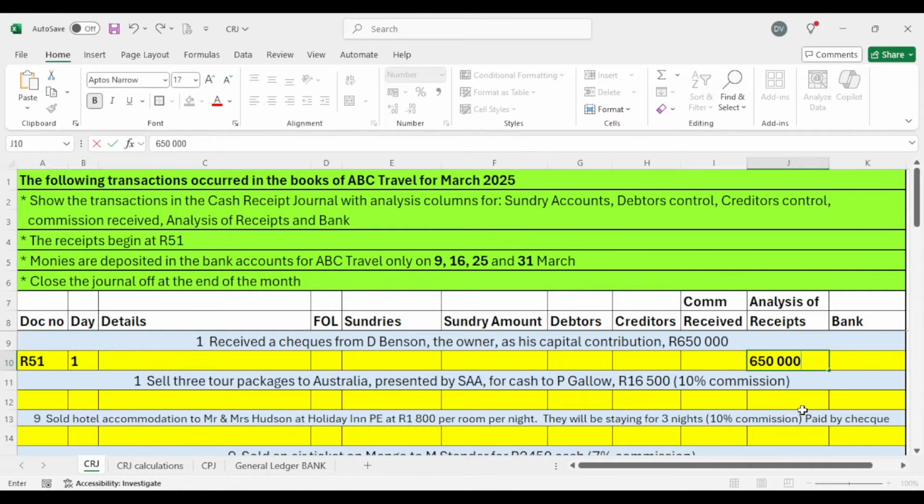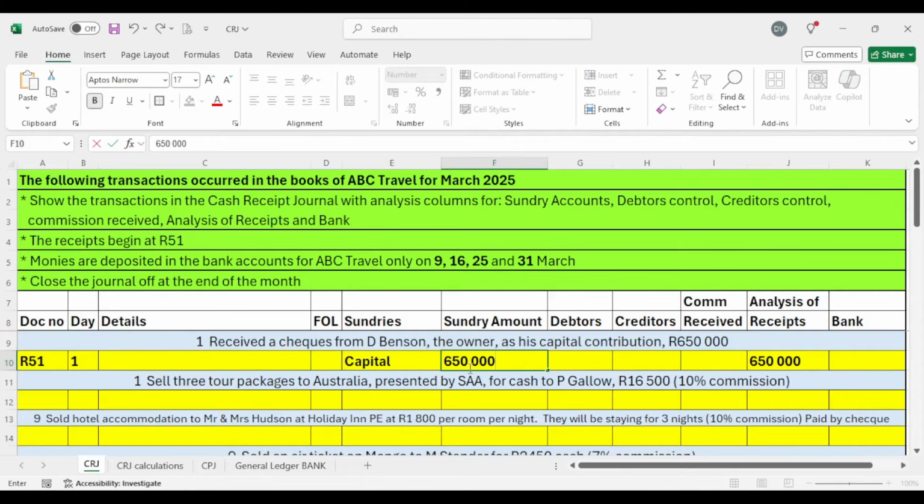Now you ask yourself, what was this for? It was for capital. You then check if you've got a column for capital. We do not. We've got commission received, creditors, and debtors. That means that if you don't have a column for the transaction, you have to use your sundries. Okay. Under sundries, you will then put the word or the name of what this was for. It was for capital. And you will put the same value under your sundry amounts.